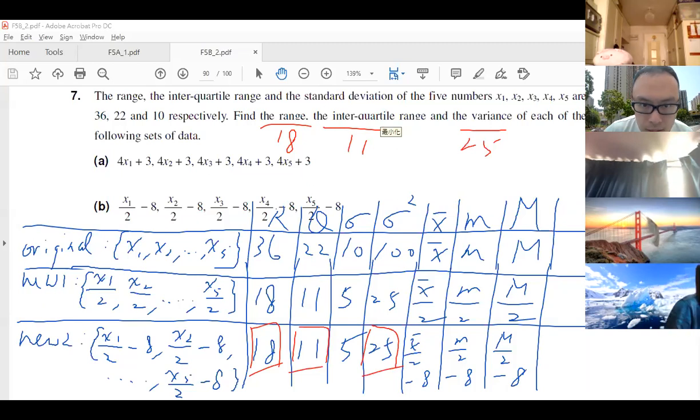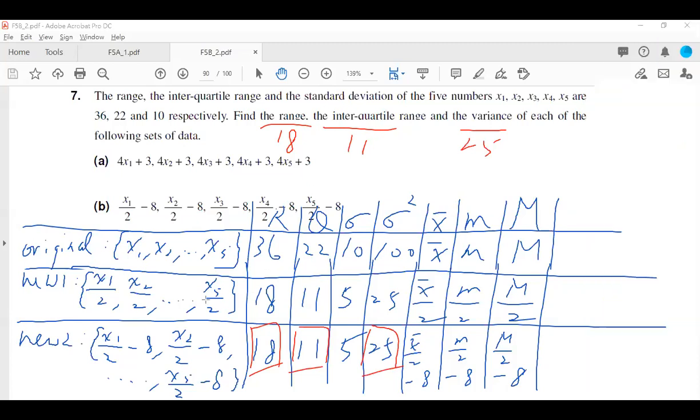Nabila can't get how to find a new range. Okay, for the first step, so I do it again. You need to identify what has been done on the data. Okay, the original data is x1 to x5. And then after the first change, every data is divided by 2. Then these 3 things, the range, the interquartile range, and the standard deviation will also be divided by 2.